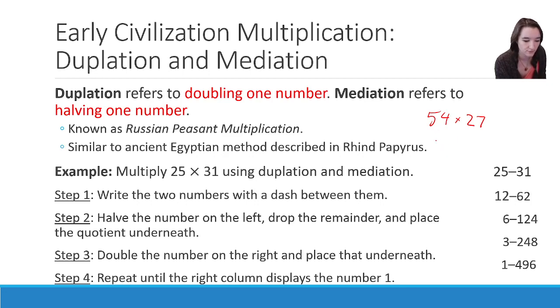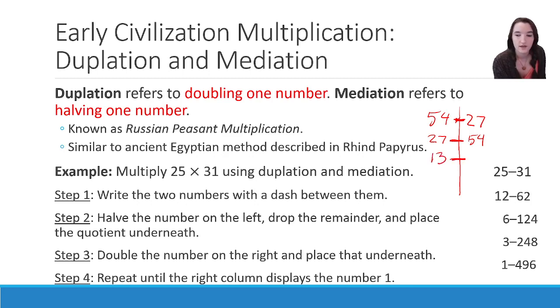So, step 1 is I write the two numbers with this dash between them, but after that, step 2, have the 54. So, half of 54 is 27. Oh. That's an interesting coincidence. And then we double the 27. So again, this is not a minus sign, it's just a way to sort of separate columns. So doubling that 27 is going to get me 54. Now I have the 27. Now half of 27 is, let's see, 13.5. But I'm going to drop that 0.5 and I'm going to get 13.